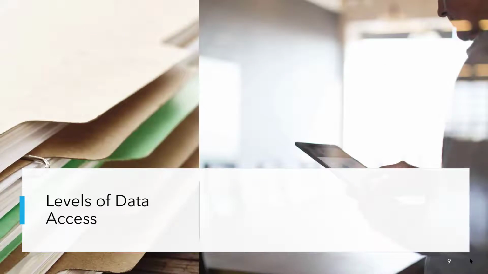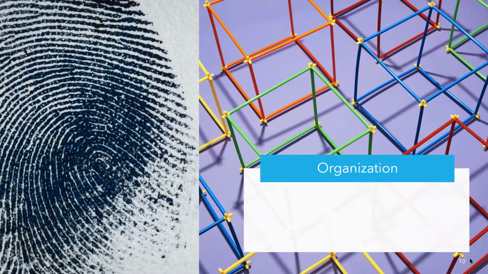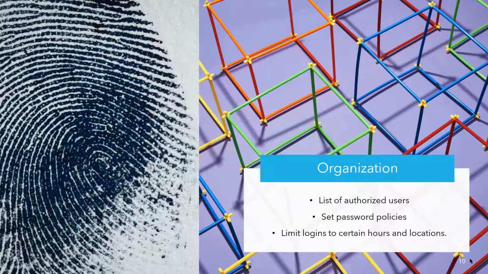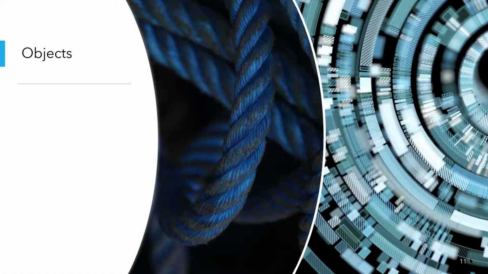Levels of data access. You can control which users have access to which data in your whole org, a specific object, a specific field, or an individual record. Organization. For your whole org, you can maintain a list of authorized users, set password policies, and limit logins to certain hours and locations. Objects. Access to object level data is the simplest thing to control. By setting permissions on a particular type of object, you can prevent a group of users from creating, viewing, editing, or deleting any records of that object.